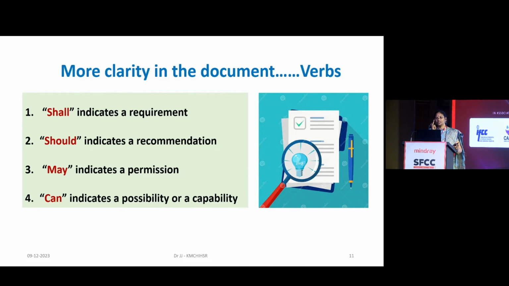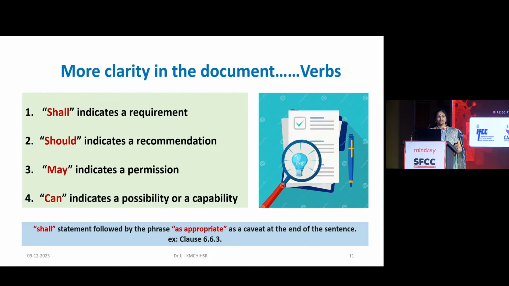The content, if you look at the document as such, okay, there is a lot of clarity in the way it's been written, and there are certain verbs used. When it says shall, it indicates a definite requirement. If it says should, it's a recommendation. If it says may, probably it's a permission. When it says can, it's a possibility or a capability that can be considered. However, if you look at the document, many times you would see this shall statement followed by a phrase called as appropriate, which means there is flexibility in the document.